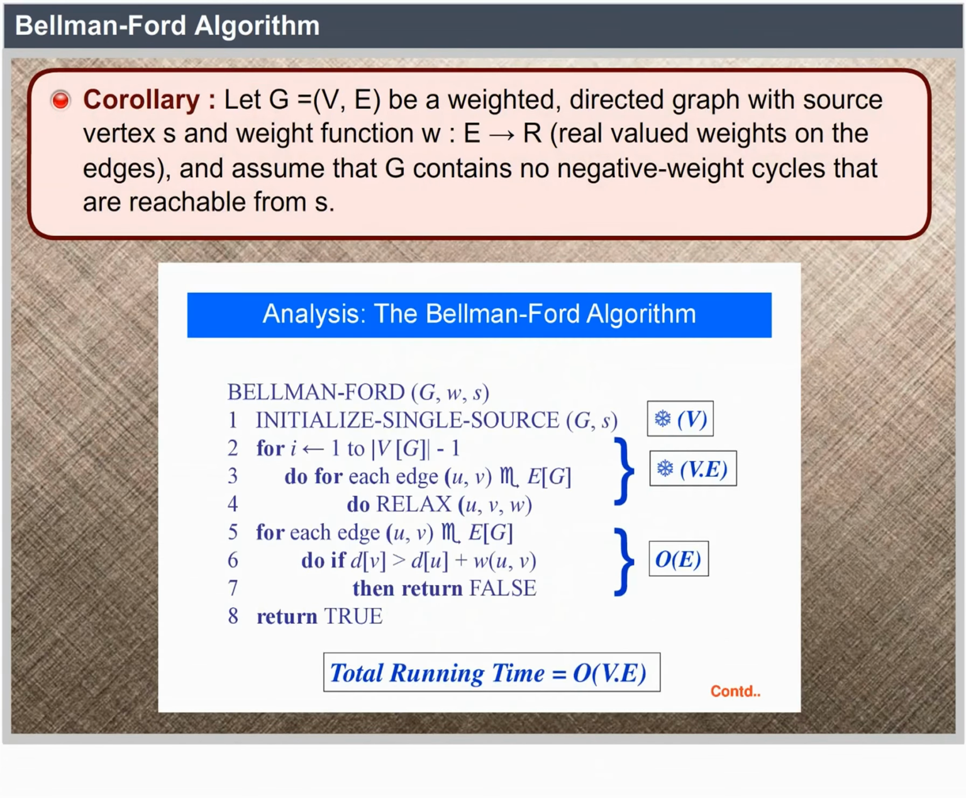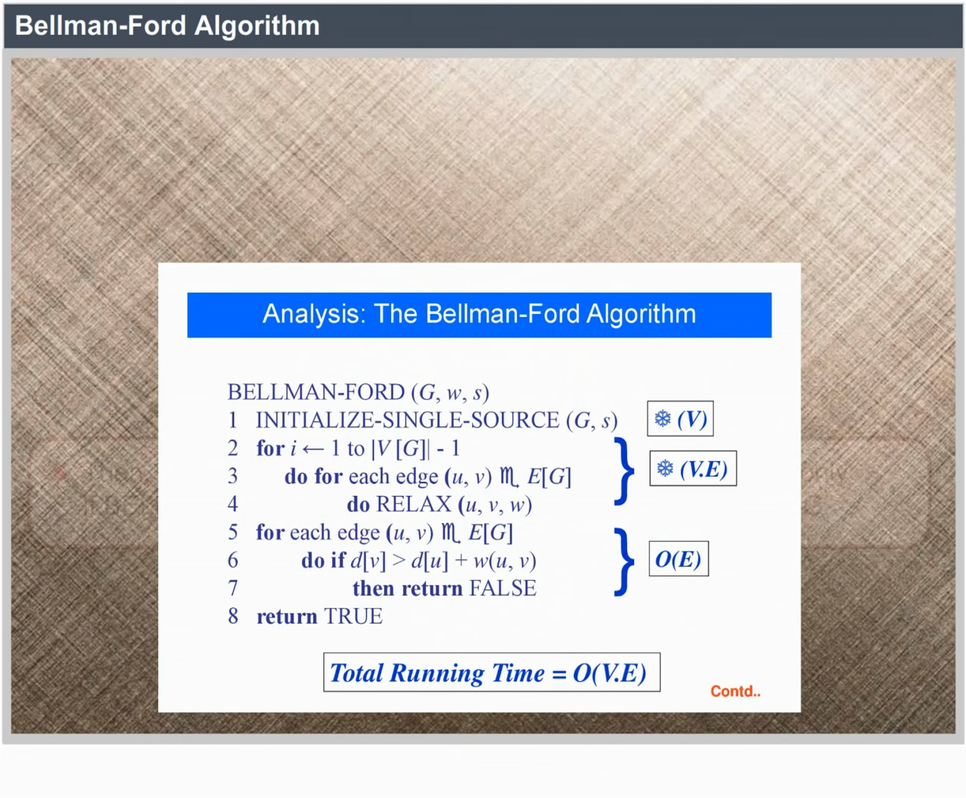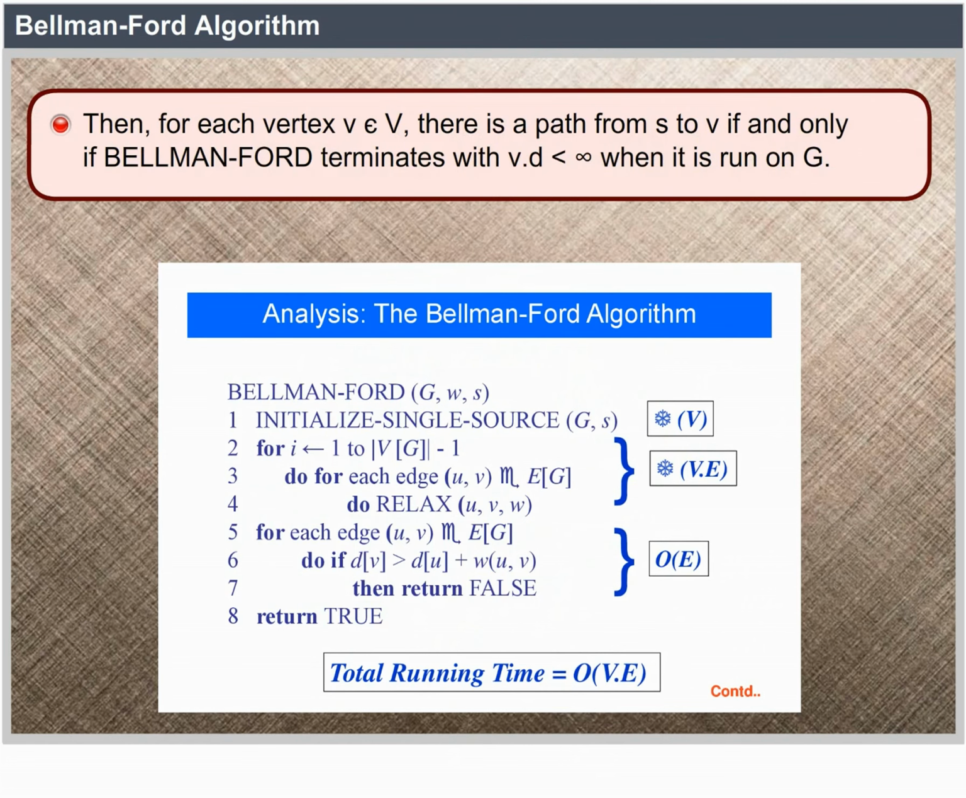Corollary. Let G = (V, E) be a weighted directed graph with source vertex s and weight function w: E → R, real valued weights on the edges, and assume that G contains no negative weight cycles that are reachable from s. Then for each vertex v belonging to V, there is a path from s to v if and only if Bellman-Ford terminates with v.d < ∞ when it is run on G.